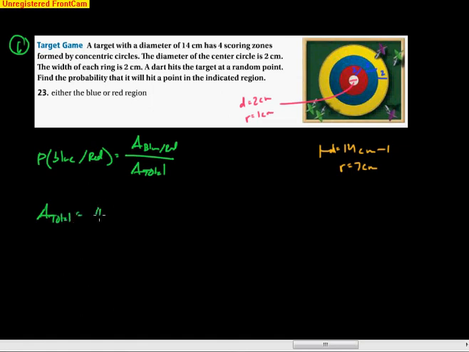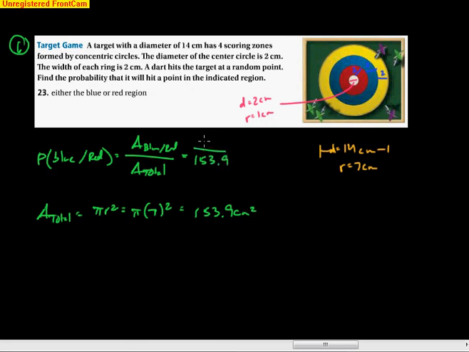It is a circle. Pi r squared. Pi, I wrote it down here. The radius of the entire thing is 7. That's 49 pi. 49 pi is 153.9. And that's centimeters squared. That's the total.